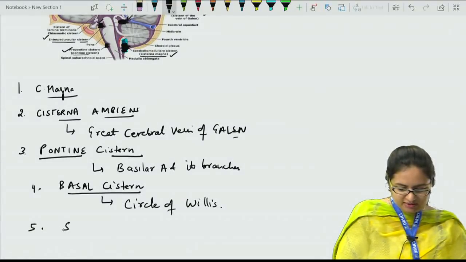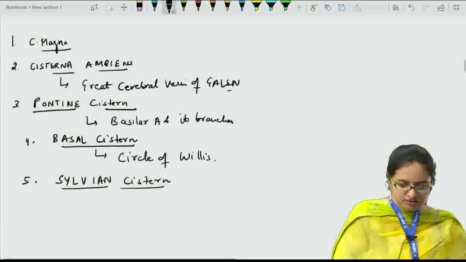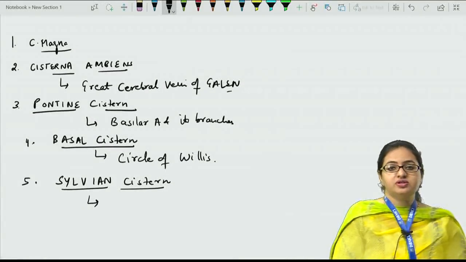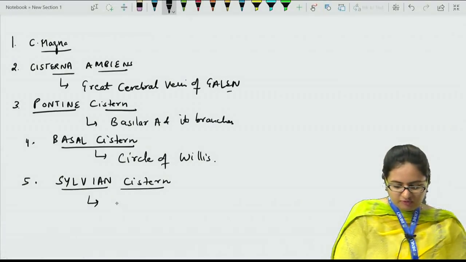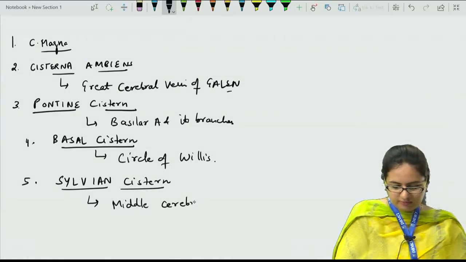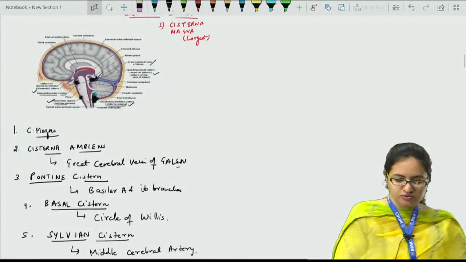Apart from this, we are having the sylvian cistern. The sylvian cistern is present along the stem of the lateral sulcus, and the content of this is the middle cerebral artery. So these are the various subarachnoid cisterns which are present over here.